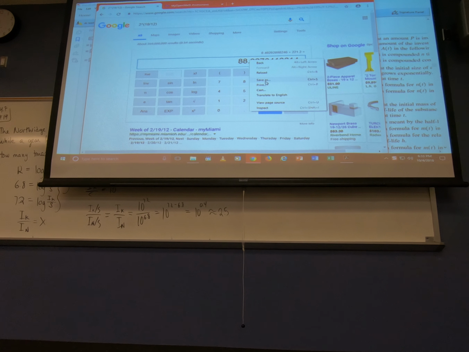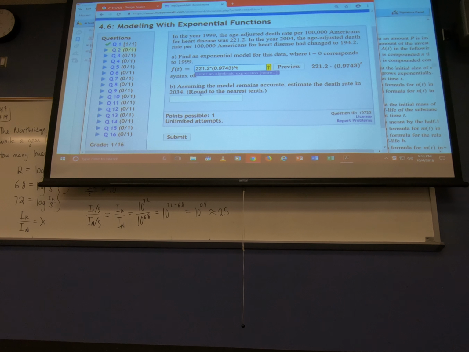Can we just copy that? I don't think you selected it. You just selected it. I guess we have to highlight it first, huh? Now we can copy it. Go back over here, paste it in. Round to the nearest tenth, they say.